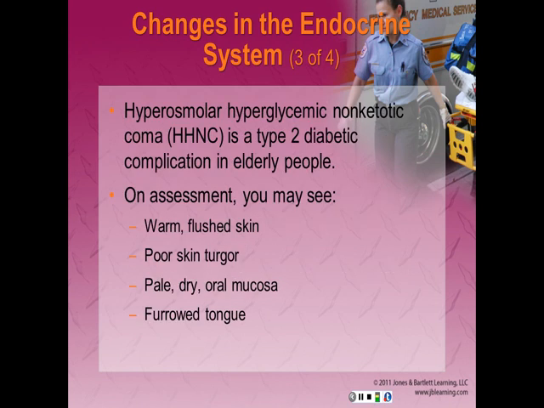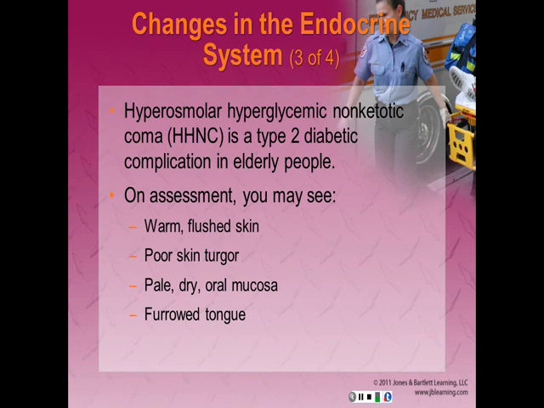Hyperosmolar hyperglycemic nonketotic coma, or HHNC, is a type 2 diabetic complication in the elderly. The signs and symptoms of DKA and HHNC will often overlap. On assessment, you may see hyperglycemia, polydipsia or thirst, polyuria or urination, and polyphagia or hunger, as well as dizziness, confusion, altered mental status, and seizures.